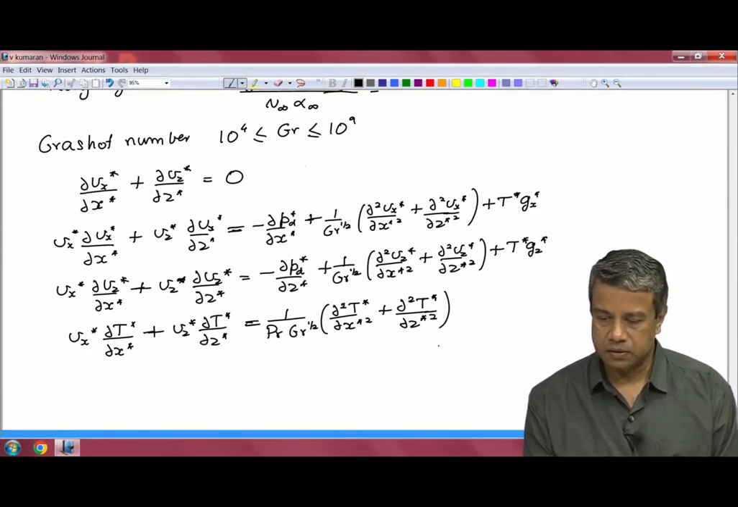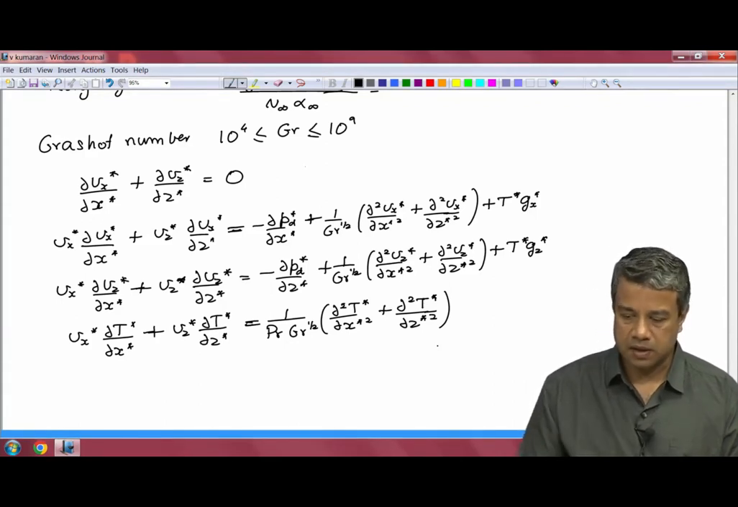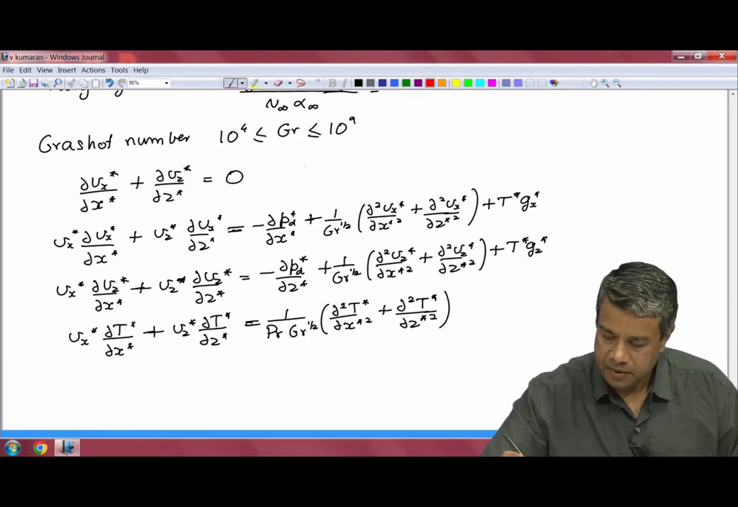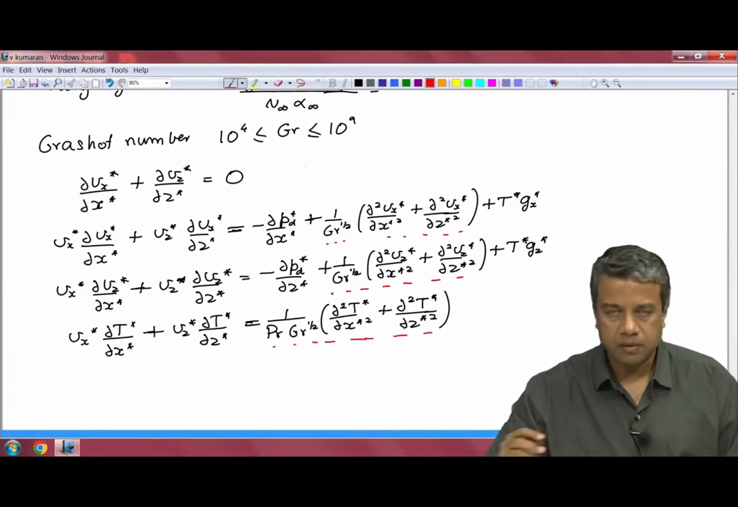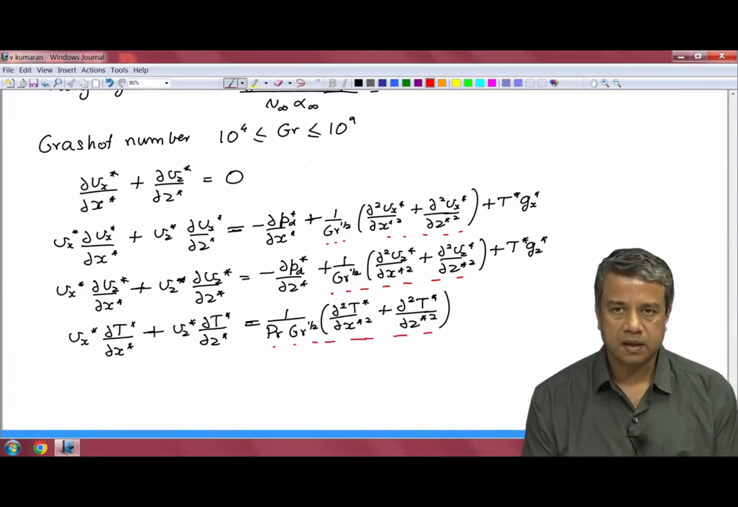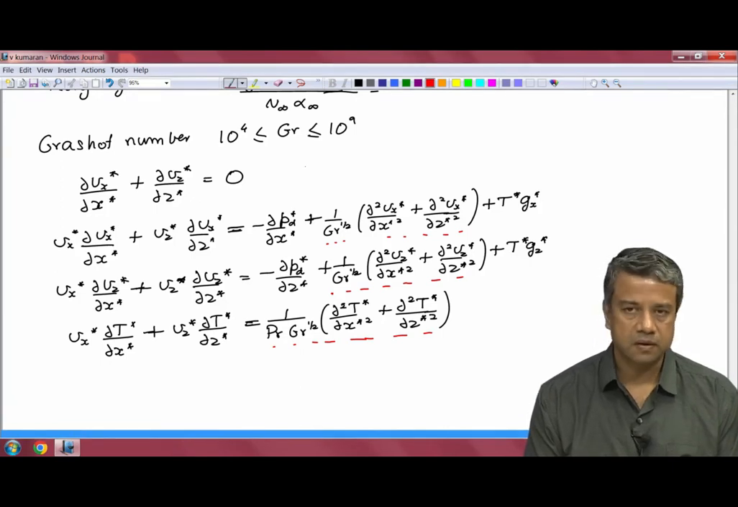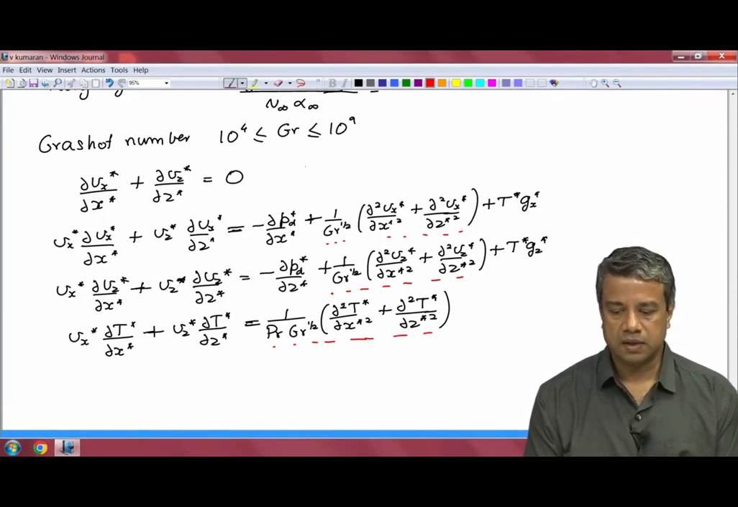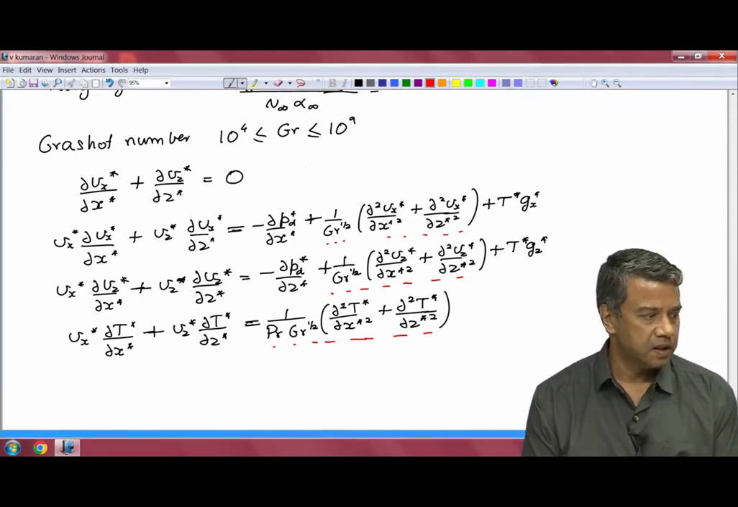And as I just told you, when the Grashof number is large compared to 1, these diffusion terms appear to be much smaller than the convection terms. However, if you neglect diffusion altogether, then it will just tell you that in the case of temperature, for example, the temperature is a constant along streamlines. And in that case, there is no way to satisfy the boundary conditions.